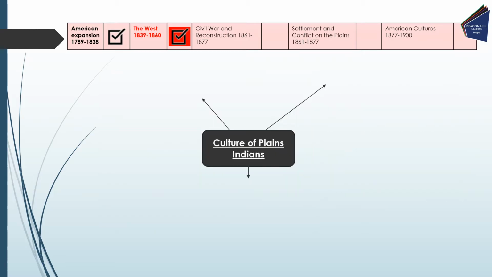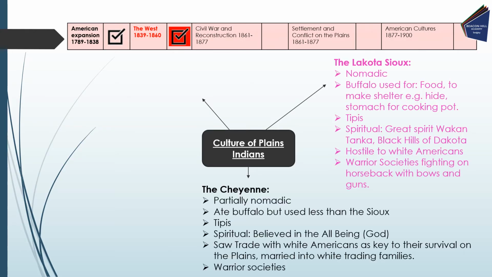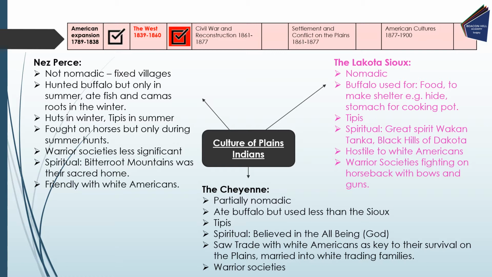So for the second theme, you will need to know about the culture of the Plains Indians. Now, I am going to put 3 groups on screen, which are the Lakota Sioux, the Cheyenne, and the Nez Perce, but I'm only going to speak you through the Lakota Sioux, who are in pink on the right-hand side. That is because they are the main tribe on the plains during our second time period, and they are the ones that you are all most familiar with.